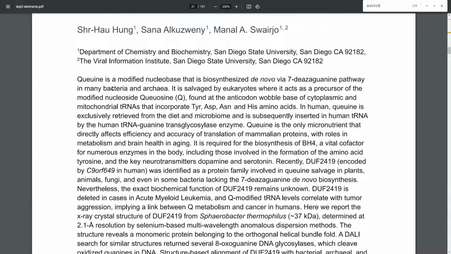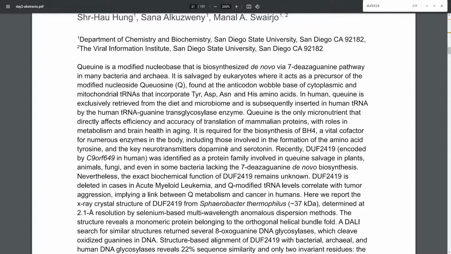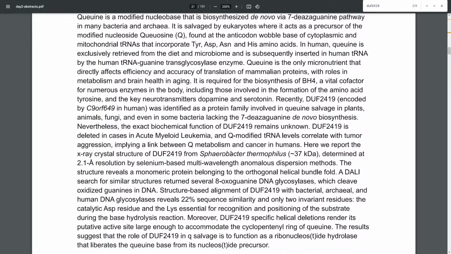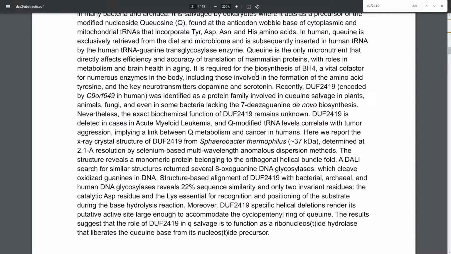So, queuine is the only micronutrient that directly affects efficiency and accuracy of translation of mammalian proteins, with roles in metabolism and brain health and aging. It is required for the biosynthesis of BH4, a vital cofactor for numerous enzymes in the body, including those involved in the formation of the amino acid tyrosine and the key neurotransmitters dopamine and serotonin. What's BH4?